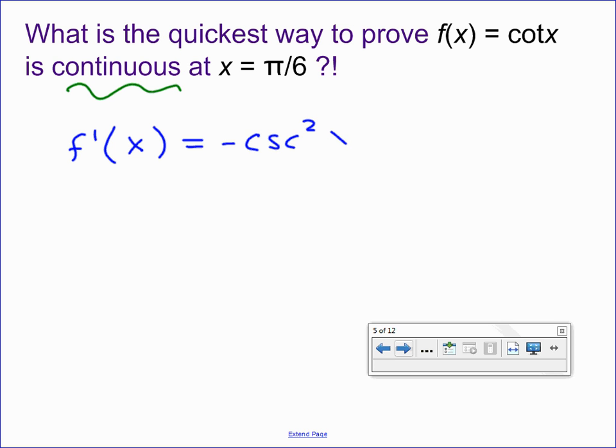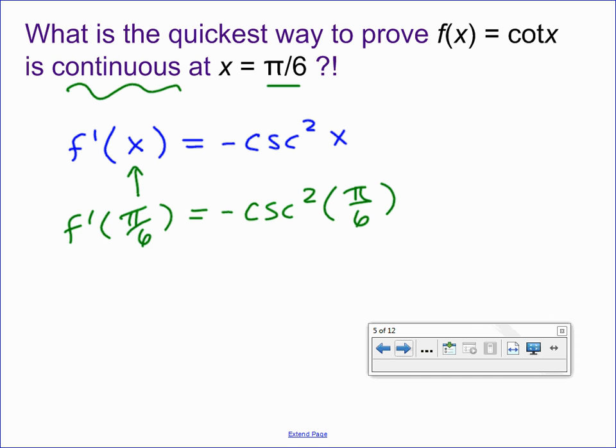Nice. Thank you. And so cotangent differentiates to the opposite of cosecant squared x. And now I'll try to evaluate that at my x coordinate of concern. So let's see if that equals a value. So f prime of pi over 6 is equal to negative cosecant squared of pi over 6. And the good thing is we know our identities.